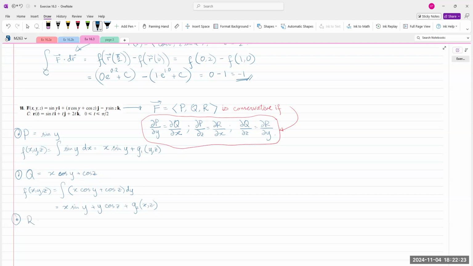For the R, which is negative y sine z, the potential function from that point of view will be the integral of negative y sine z dz. That will give us y cosine z plus g3, a function of xy. Now, put these 3 things together. What can you say about your potential function?